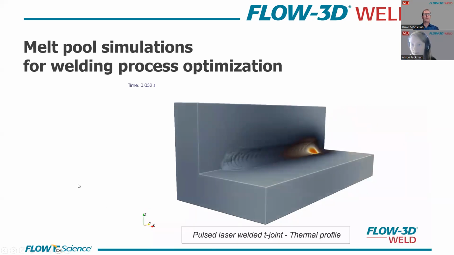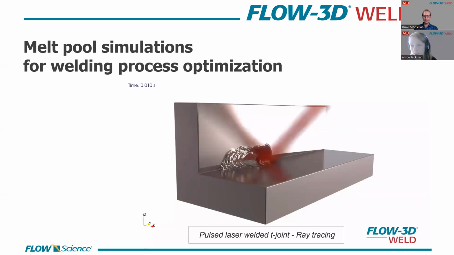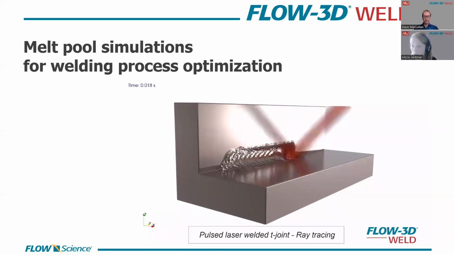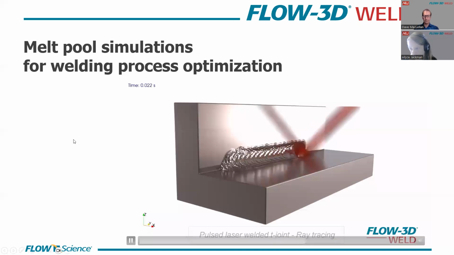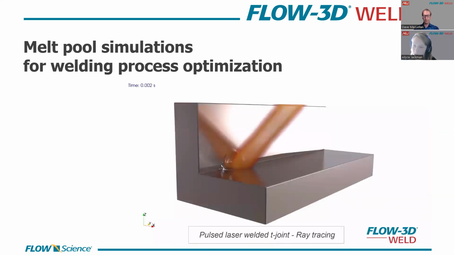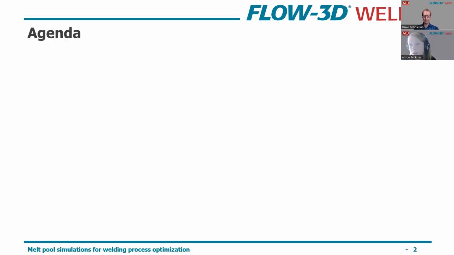There we go. Okay, yes, thanks for joining today, everybody, and thanks again for hosting us. We're going to talk about Meltpool simulations for welding process optimization. So you know what you're looking at on the screen here. This is a pulsed laser welding simulation. That first render view was using ray tracing, so you get the light reflections from the actual material. And then the second view is a thermal profile.